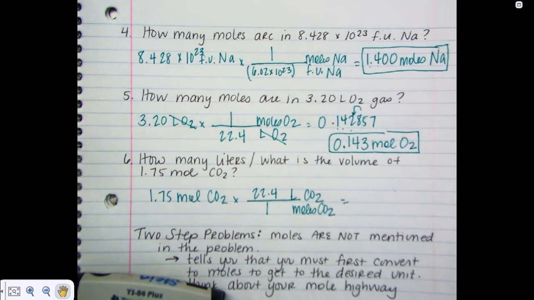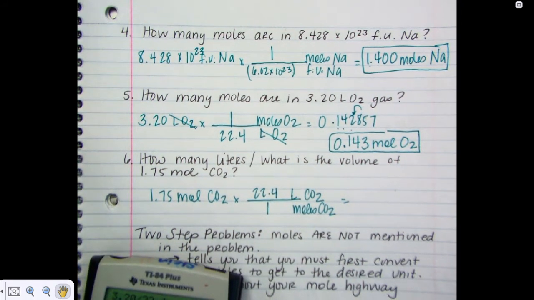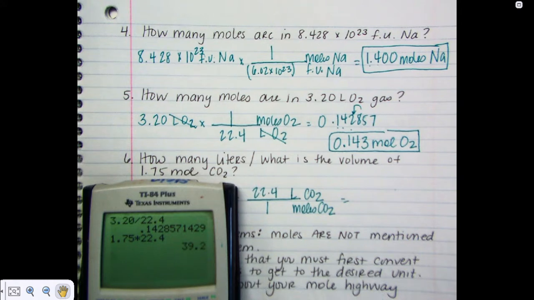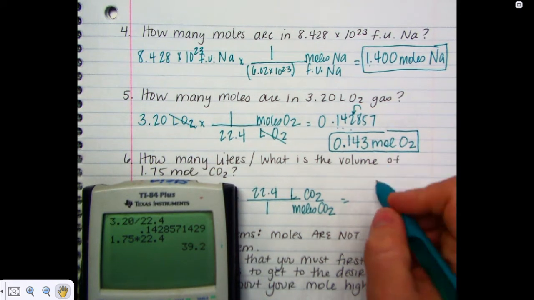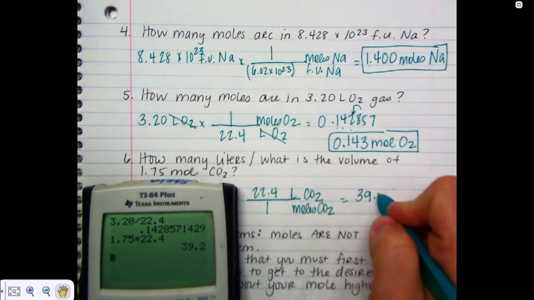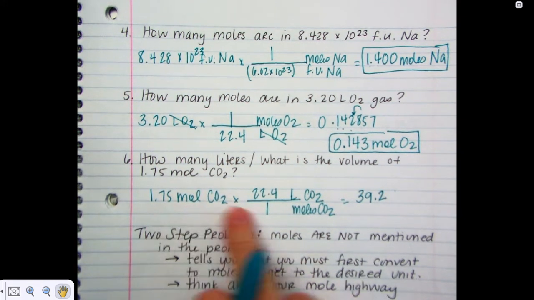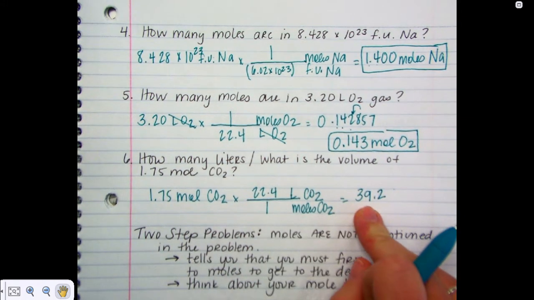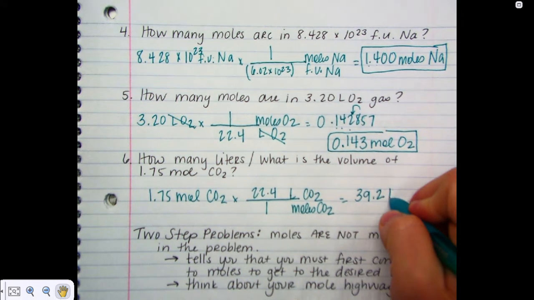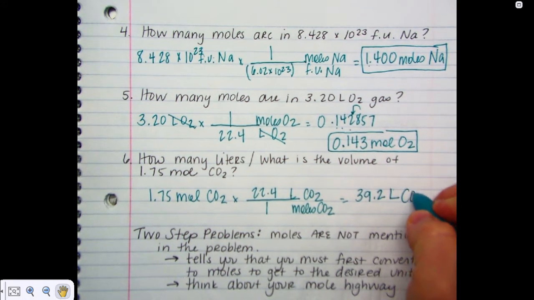So this time I'm going to multiply 1.75 times 22.4. That's going to give me 39.2. And I need to check my sig figs. 3, this is a constant, so I can have 3. I'm good. I've got my 3 units, liters, substance, CO2.